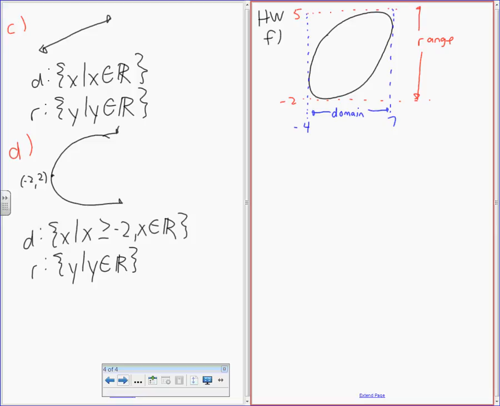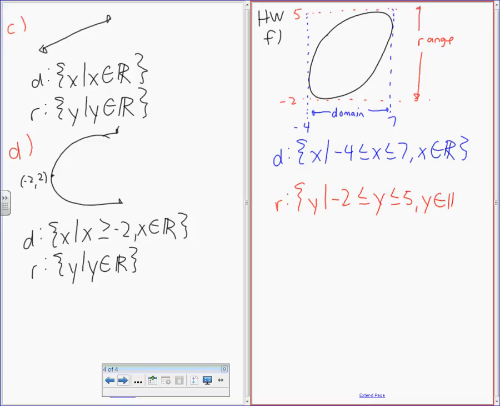As far as my domain though, how do I write a domain from -4 to 7? I think you can just write it like that. -4 less than or equal to x. Range in the same way, y goes from -2 to 5, is that right? I will make sure if I give you a question like this on your assignment or your test, I'll be very clear on what the span is there. Because I think it was like 7.25, there's some weird ones just off the edge of the points there. Take a look at that one.